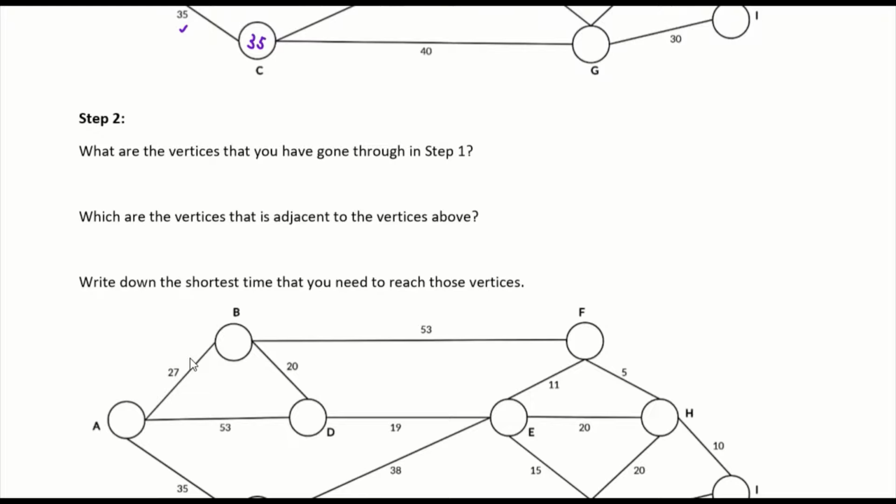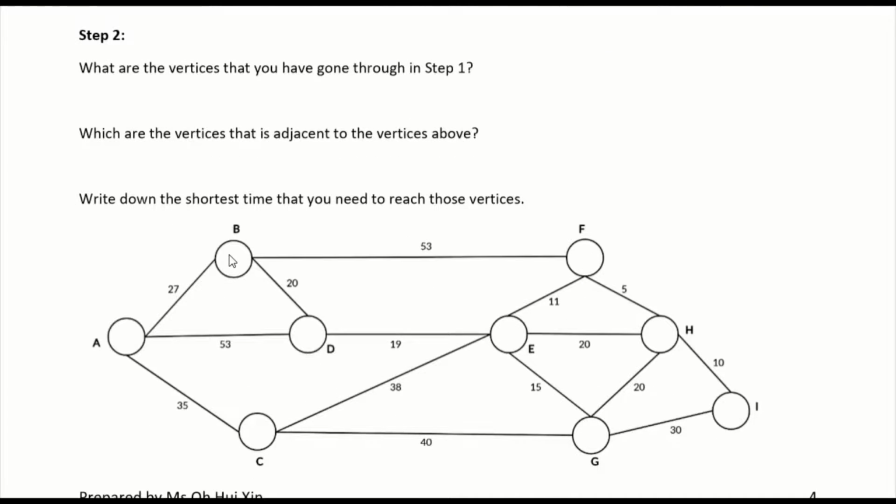Same thing, let's copy down the information. So 27, 47, and also 35. Okay, just put a tick here. Next round. You've already gone through the vertices B, D, and C. Now what are the next vertices that are adjacent to these three? It's going to be F, E, and also G. Am I right? So that's F, E, and G. You'll be looking at the shortest path so that you can reach all these vertices.